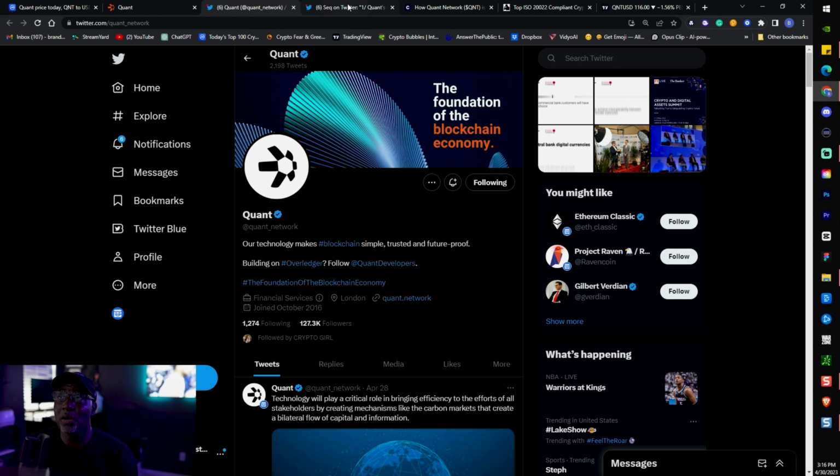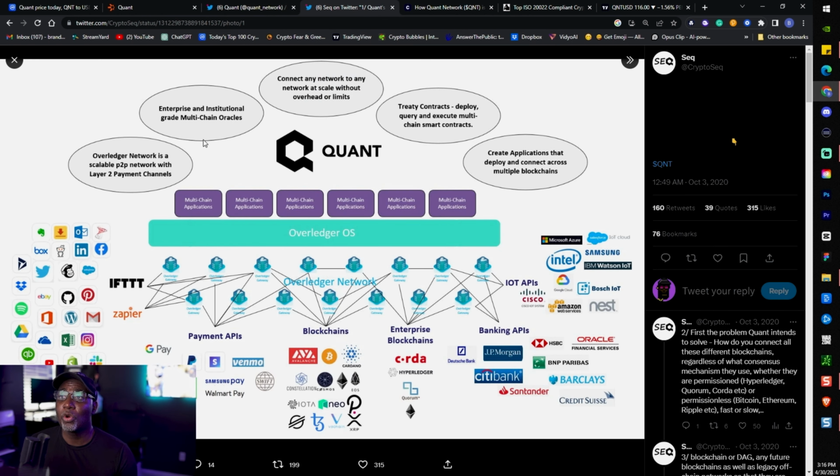So this is their site. I want to talk about what Quant Network looks like. So here's the Overledger, right? Let me move out the way a little bit. Keep me right there. And this is the gateways, right? For the Overledger Gateway and Overledger OS. So we already talked about this, right? Overledger Network, a scalable peer-to-peer network with layer 2 payment channels.